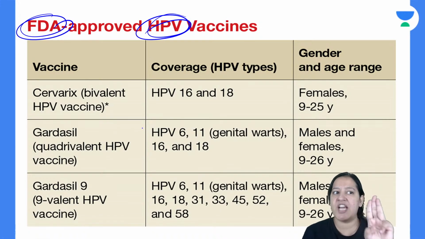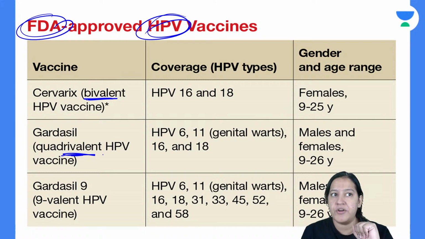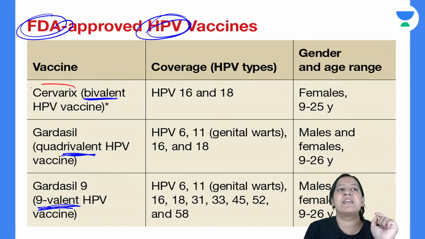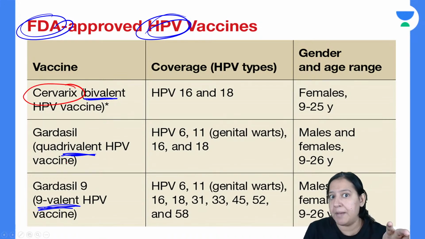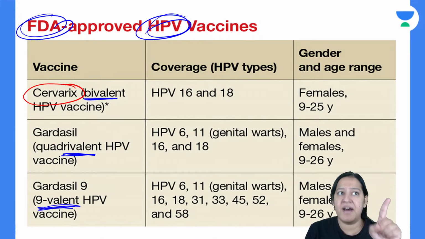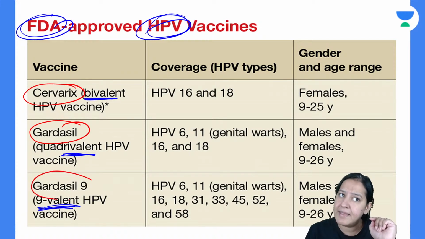Anyways, there are 3 types of vaccine: bivalent, quadrivalent, and 9-valent. So what is the name of these vaccines? Bivalent vaccine is known as Cervarix. That is a company name, a brand name, right? Like right now we have the Pfizer vaccine for COVID, and Moderna also. We have various types of vaccines. Here there is Cervarix, there is Gardasil, and there is Gardasil 9.